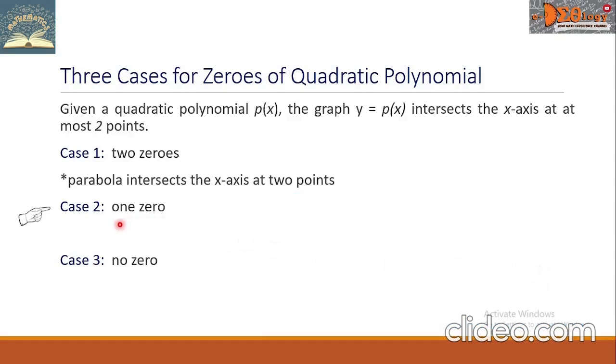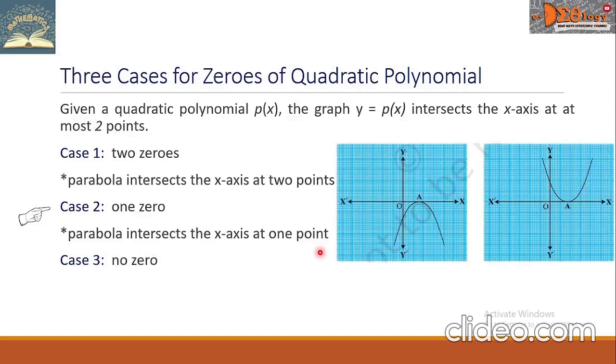Next, case 2, when we have 1 zero. This means the parabola intersects the x-axis at 1 point. Then let us show some examples. We have here two examples. In our first example, the parabola opens downward. The maximum point of this parabola intersects the x-axis, so it is only at 1 point. In our second example, the lowest point of the graph intersects the x-axis. That is why it intersects at only 1 point.